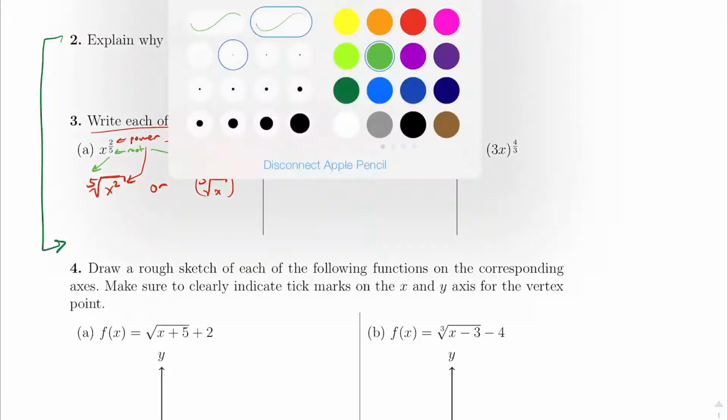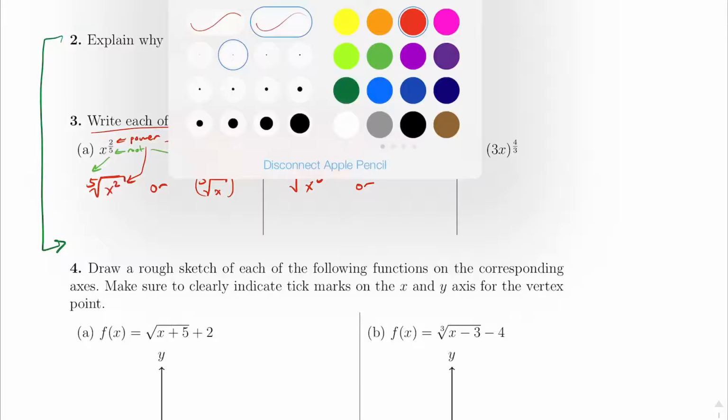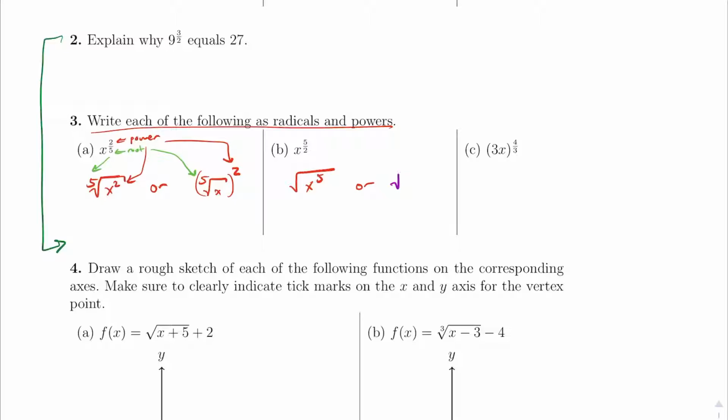Alright, so then for the next one, we'll have the x to the 5th power with the second root. But when you have the second root, you don't have to write the 2 there, because square root is automatically the second root. Or if you wanted to switch the order here, you could have the square root first, and then the 5th power.